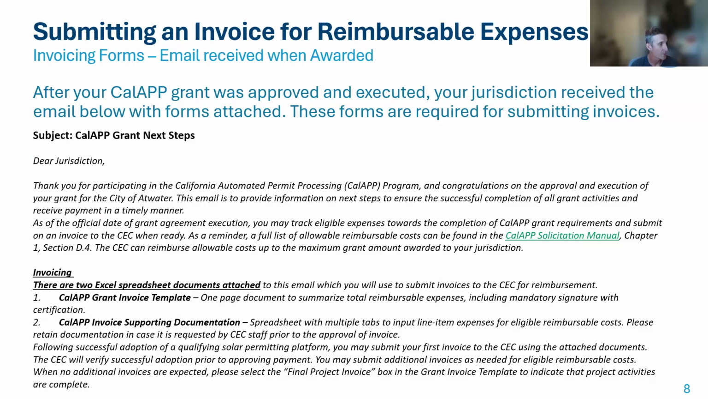After the original grant award was executed, the CEC sent this exact email to each jurisdiction for the next steps to take. That email included the forms you will need to invoice your grant. If you can't find it, no worries. Just let us know and we'll resend the forms.